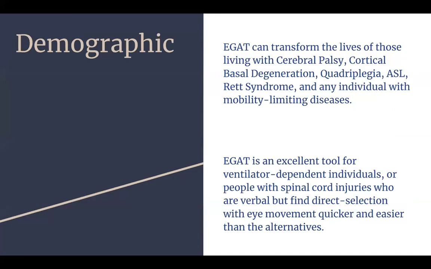Now, who is an EGAT going to service and benefit? EGAT can transform the lives of many individuals, such as people living with cerebral palsy, cortical basal degeneration, quadriplegia, ALS, Rett syndrome, or any individual with a mobility-limiting disease. It's an excellent tool for a ventilator-dependent individual. Or even a verbal person who has a spinal cord injury, but they find that direct selection with the eye gaze is quicker and more efficient than the alternatives. So it might improve the quality of communication.